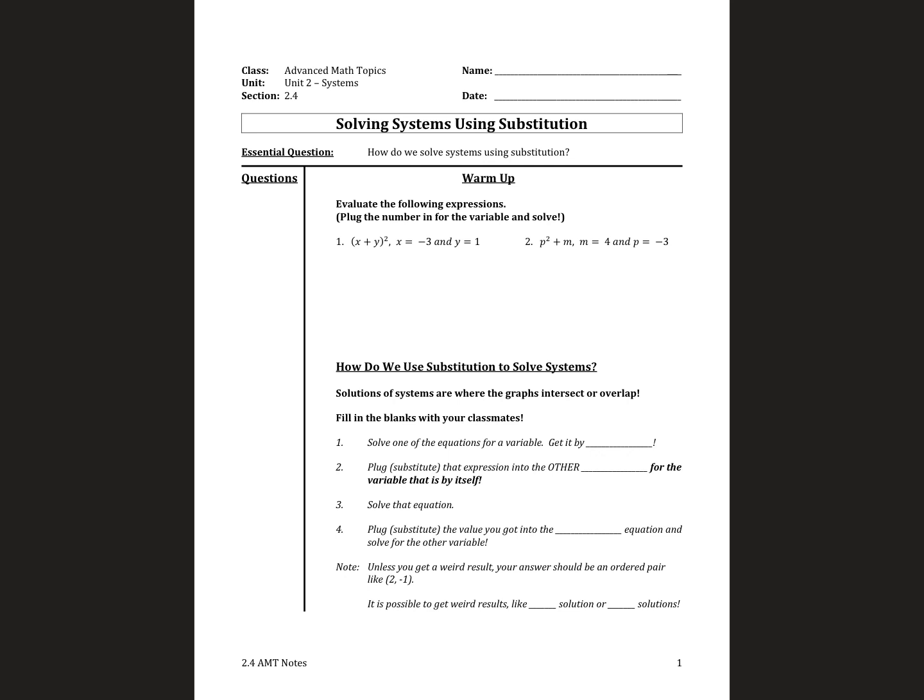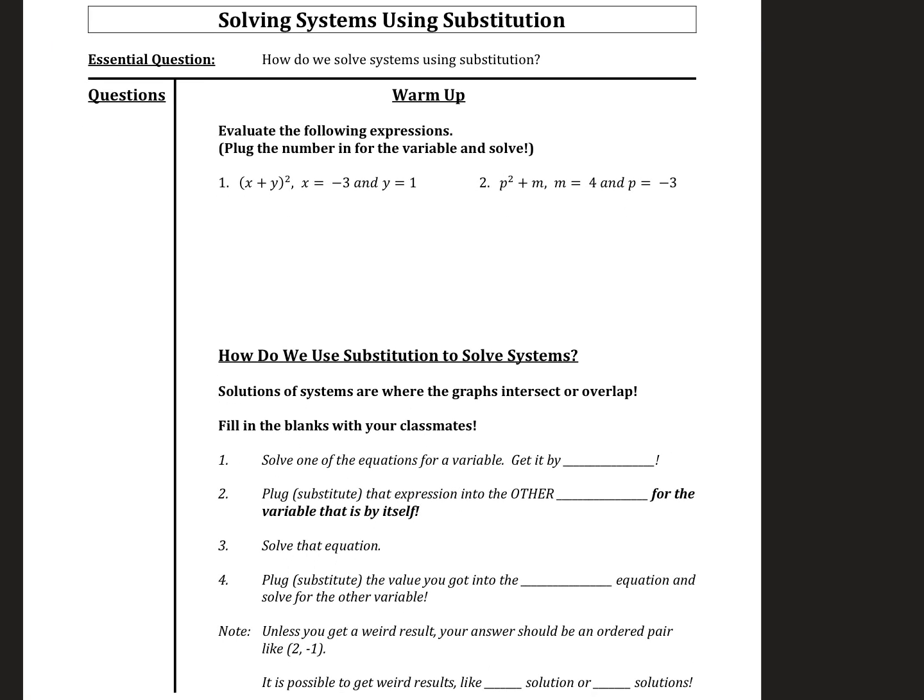We're going to be using substitution today. That's one way we can use algebra to figure out where the graphs are going to cross, okay? So we have a warm-up here. Our essential question is: how do we solve systems using substitution? We're trying to evaluate the following expressions by plugging those numbers in and seeing if we can simplify them, to see what the answer is. So go ahead and do the warm-up, see how you do.